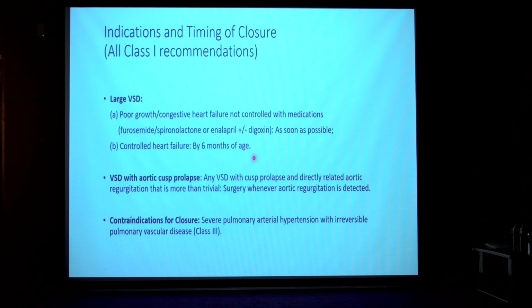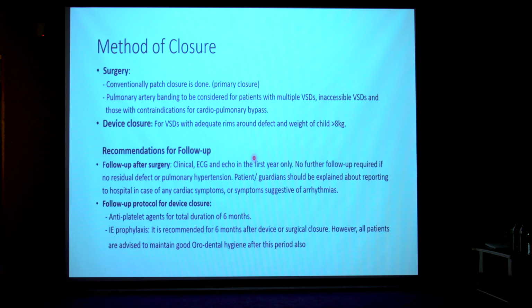Anyone with a severe aortic regurgitation, though you might repair it, they definitely come for re-repairs or replacement at a later date. So better to prevent damage to the valve by intervening early. So contraindication, of course, is any irreversible pulmonary vascular disease. So the method of closure, of course, is the surgery.